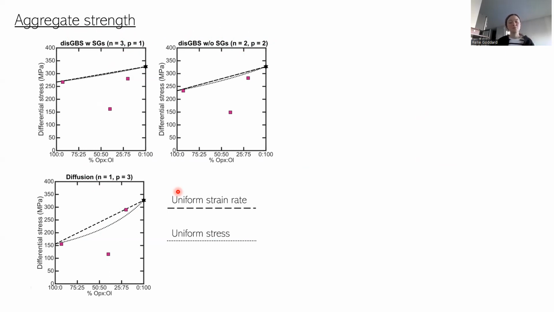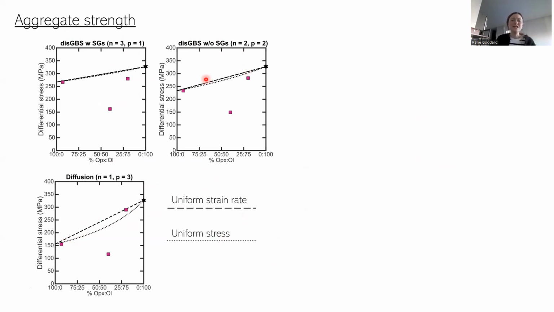So I said we wanted to compare to these two end members. And this is basically the principle that if you have an aggregate with two different phases, do you have uniform strain rates at those boundaries? So each phase is experiencing the same strain rate but different stress, or is stress uniformly distributed between those phases and you actually get different strain rates in the different minerals? So these two end members are also plotted.